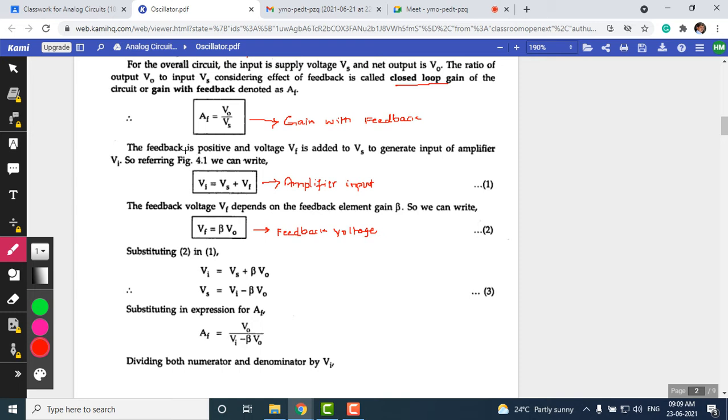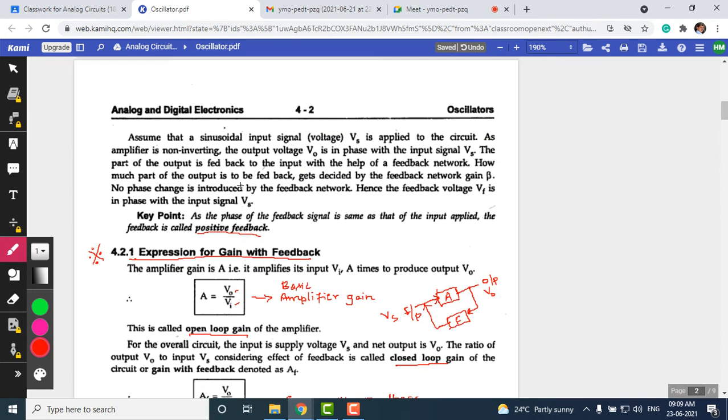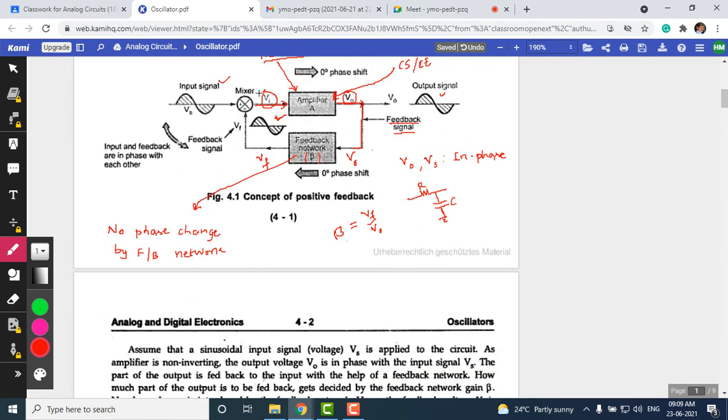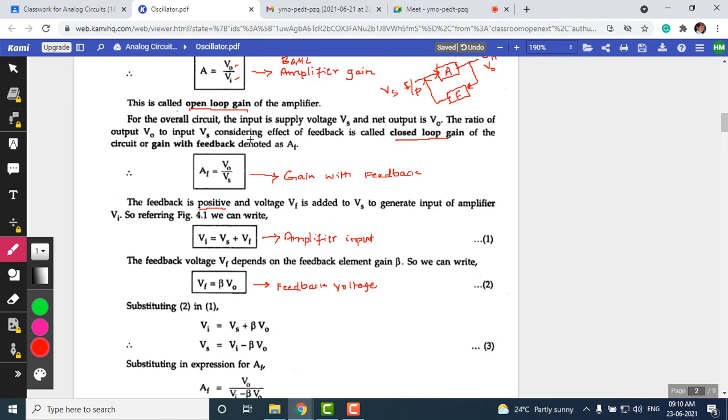Now let us find the expression at the input of the basic amplifier. The feedback is positive. Since the amplifier is non-inverting, the voltage Vf is added to Vs to generate the input of the amplifier. If you refer to this diagram, at this point we can write the expression for Vi. Vi will be the sum of Vs and Vf, because the feedback signal is also in phase with Vs. So we can write Vi as Vs plus Vf, which is equation 1.